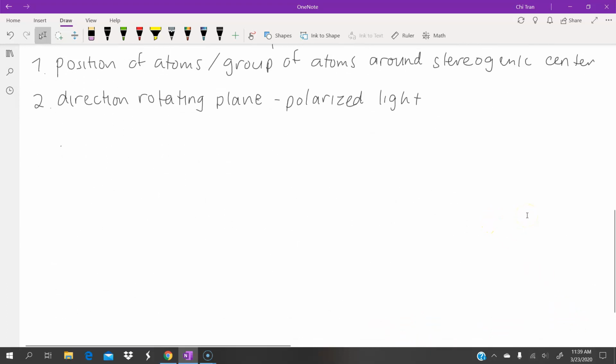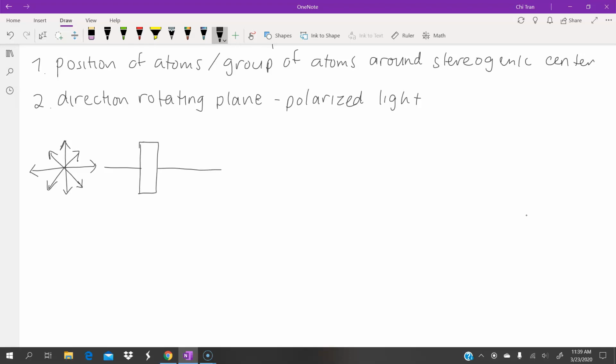So what it means to have plane polarized light is that light naturally doesn't have a specific direction and it's all over the place. So it will be put in a polarizer, and once it goes through that, all light will be uniform in one direction. And this light right here is called the plane polarized light.